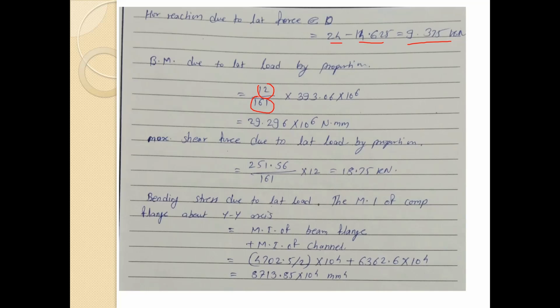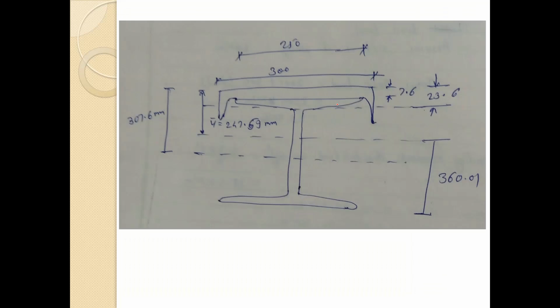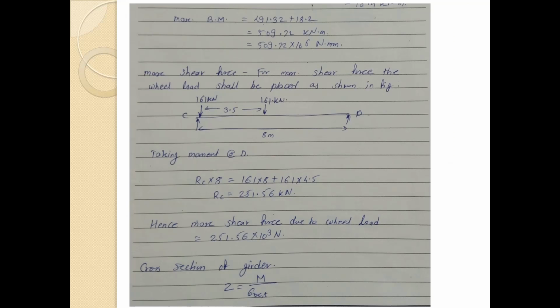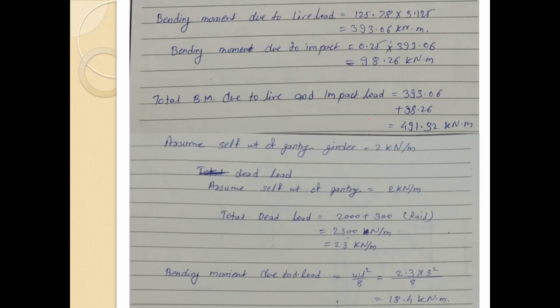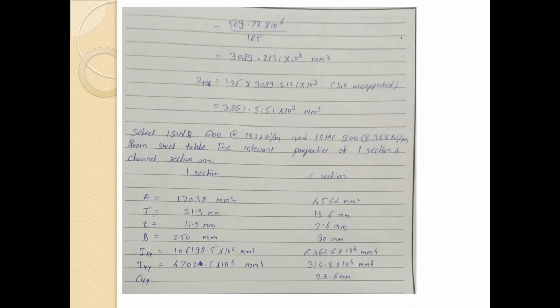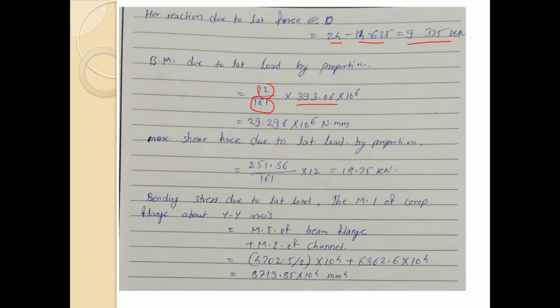divided by the maximum wheel load, and the maximum bending moment that we got over here. Maximum bending moment, that is this due to live load, that is 393.6 into 10 raised to 3. So we'll get the bending moment due to lateral load, that is this 29.29 into 10 raised to 6 Newton mm.